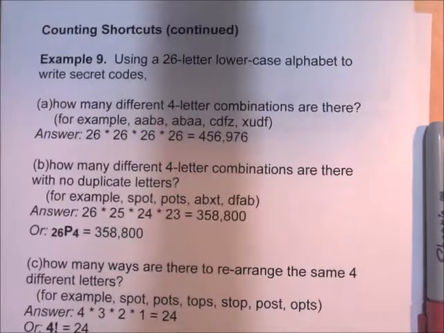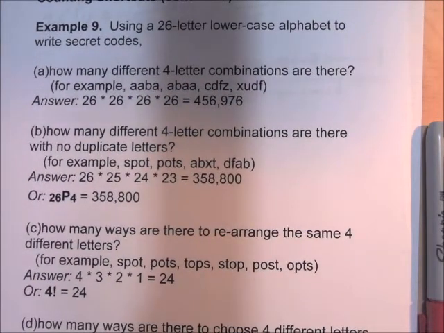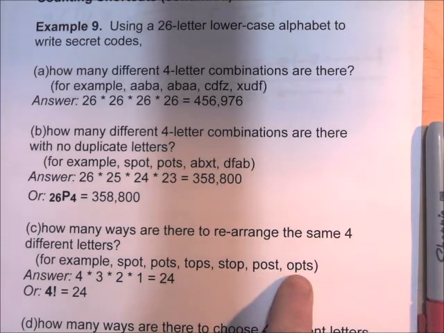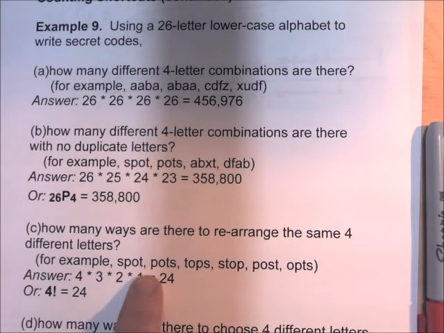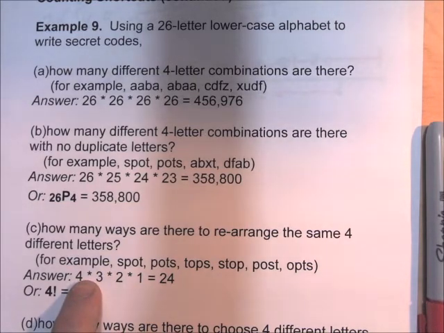Okay, so part C, how many different ways are there to rearrange the same 4 different letters? For example, spot, pots, tops, stop, post, opts, all have the same 4 letters, but in different order. Once you've picked the 4 different letters, you have 4 choices for where to put the first letter, times 3 choices where to put the second letter, and so forth. 4 times 3 times 2 times 1 is 24, and that's also equal to 4 factorial.